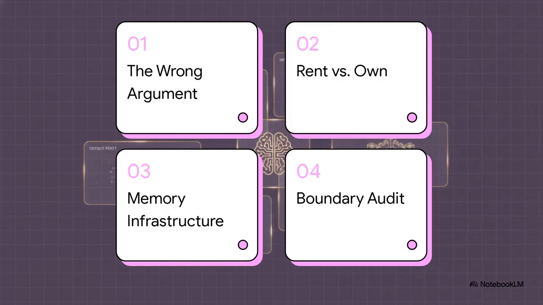Okay, so here's our four-part arc for today. We're going to look at the wrong argument everyone's having, the rent versus own split, why memory is actually infrastructure, and then we'll wrap up with a concrete boundary audit.